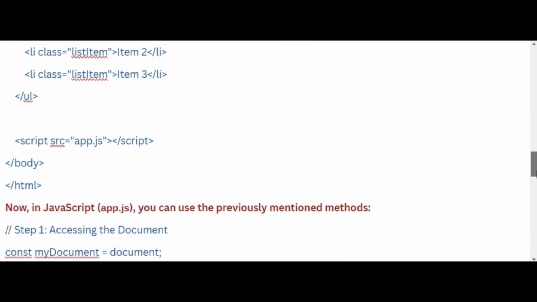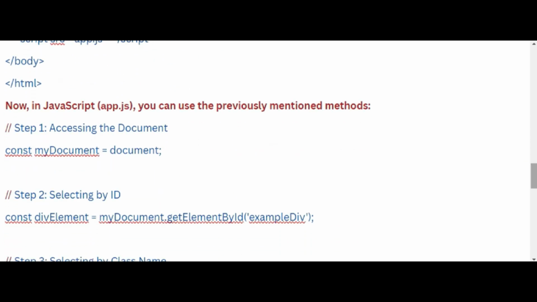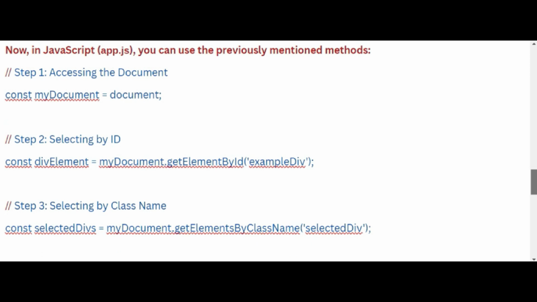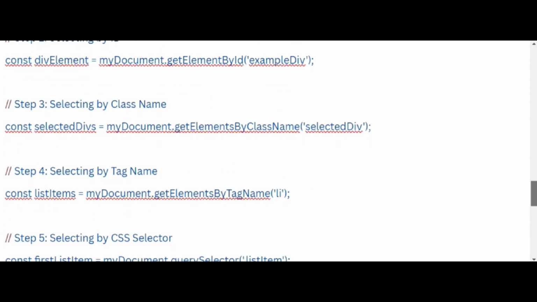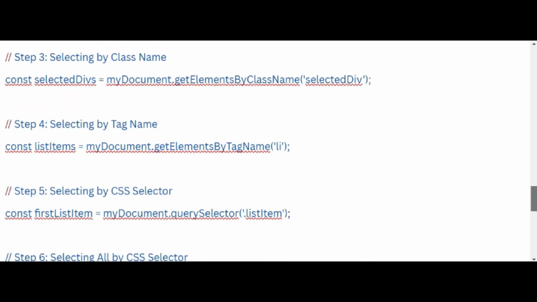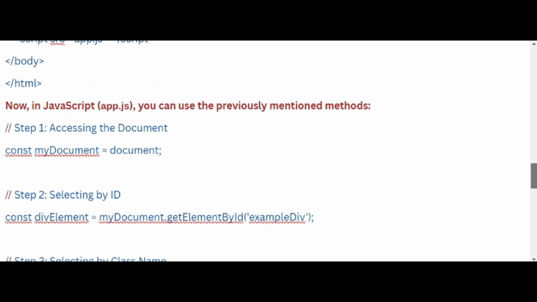So this is the JavaScript part of that. Step 1, accessing the document. Okay, so const myDocument = document. Selecting by id: const divElement = myDocument.getElementById. Selecting by class name: const selectDiv = myDocument.getElementsByClassName. Selecting by tag name, selecting by CSS selector, selecting all by CSS selector.